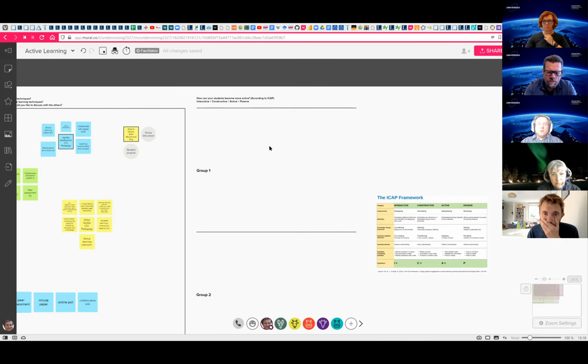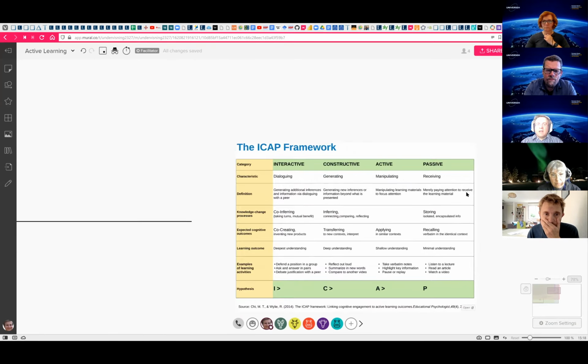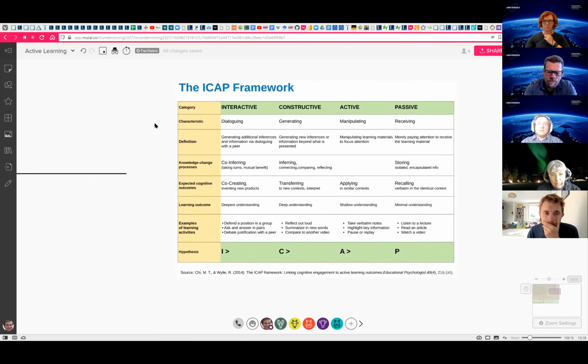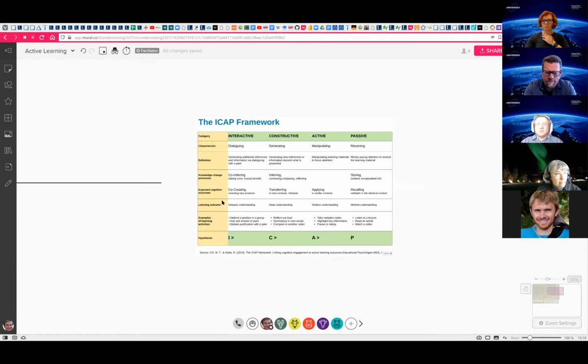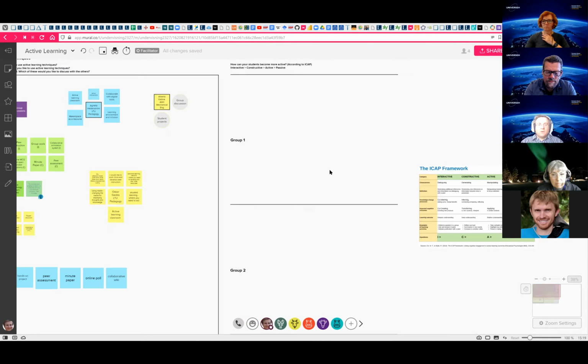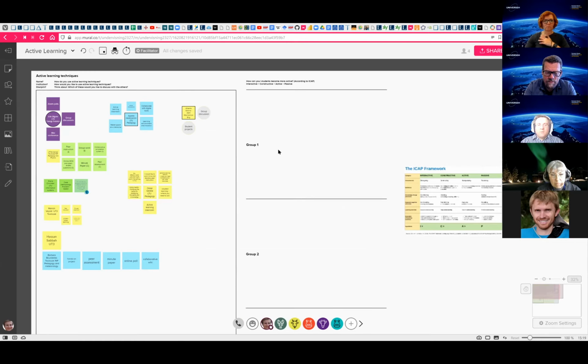And then if you look to the right of this, you also have the ICAP framework, so you can look at that to get some inspiration about how this works. If you don't remember exactly what Oscar was talking about previously, you have the ICAP framework to the right of this. So we have 2 groups, group 1 and group 2, and just as previously you use the post-it notes, you can also copy and paste your post-it notes from the left-hand side to the right-hand side to start off the discussions.